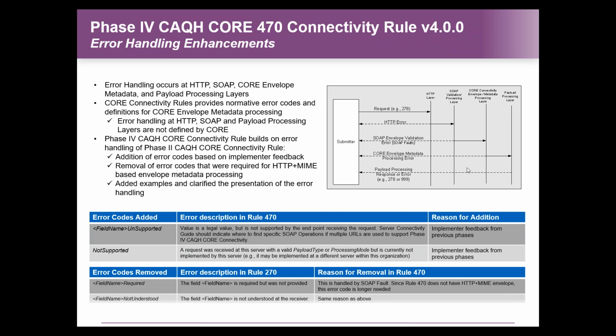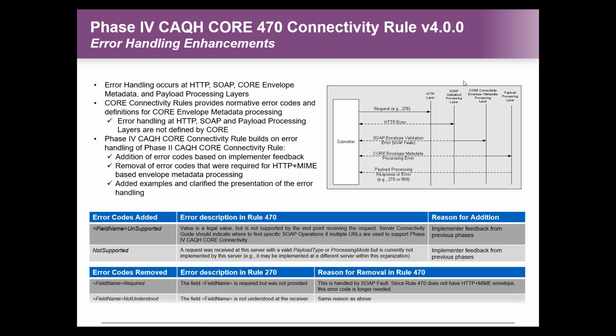All right, so now the diagram on the top right is showing the various layers that support the core connectivity. Again, Raja touched on these with the OSI model. Error handling could occur at any of these layers. The rule provides normative error codes. However, where there are standards like HTTP that already have error codes, the rule is just going to rely upon the existing HTTP error codes for any errors that happen at that layer. You've got SOAP and you've got payload processing errors. The payload processing errors are not defined by core connectivity. Those would fall into your own business logic and what you want to return back, depending on where it fails within your own processing.